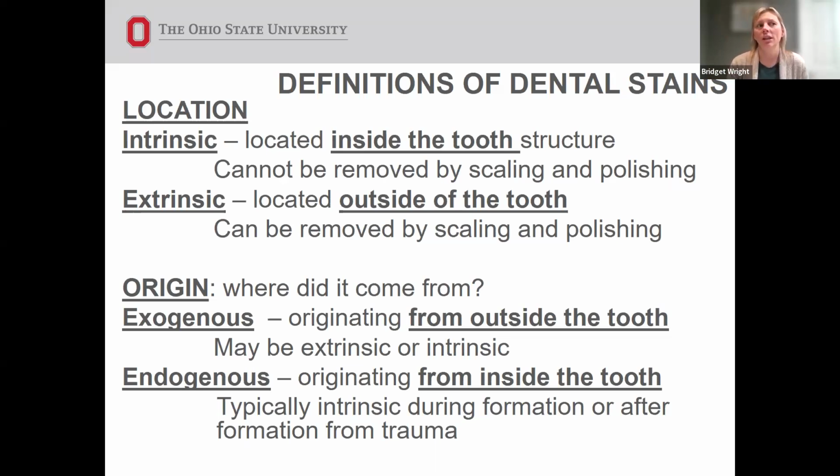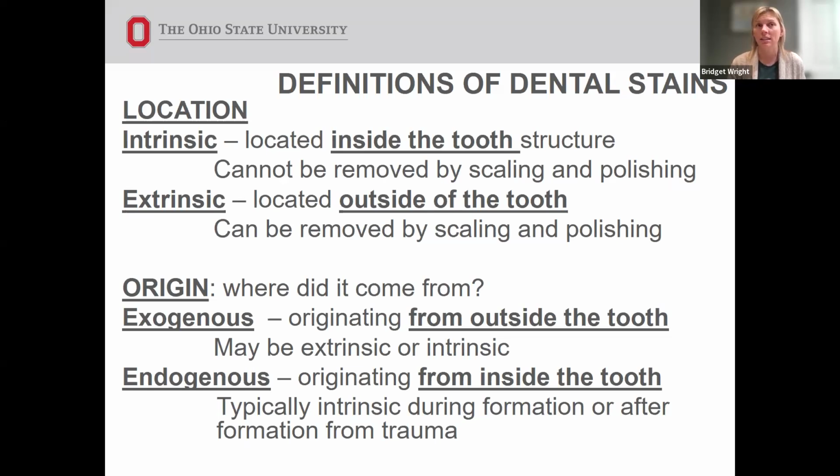So the first way that we can describe stains is based on the location of the stain. Intrinsic means that it is located inside the tooth. That one's kind of easy to remember. Inside, intrinsic, okay? Extrinsic means that it is located on the outside surface of the tooth. And so extrinsic stains are the types of stains that we can remove with coronal polishing. But if it's inside the tooth, then we're not going to be able to remove it with coronal polishing, and we'll have to talk about some other treatment options in order to address those types of stain.